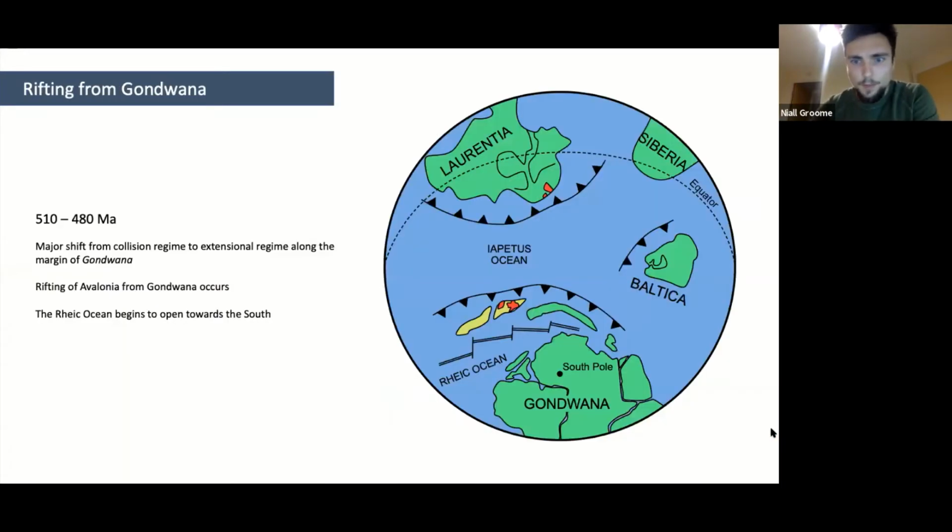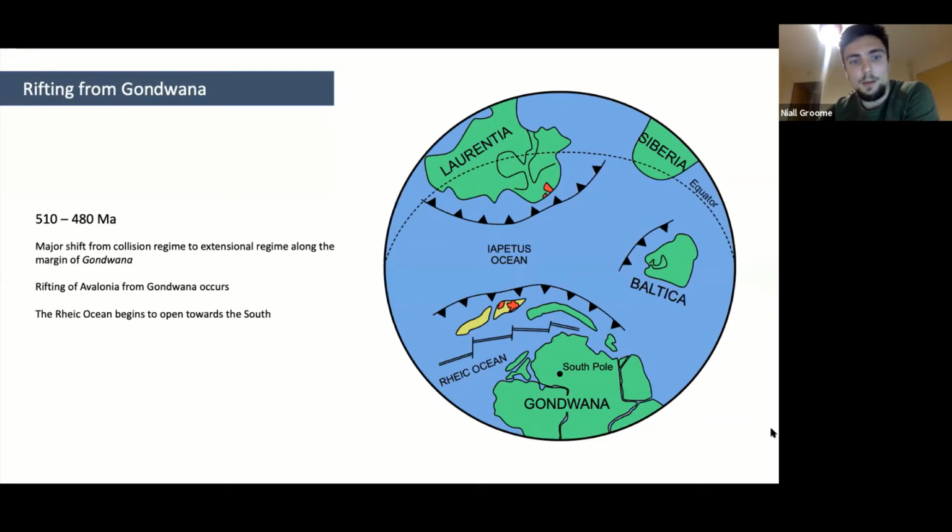And so if we move on to the rifting of Avalonia away from Gondwana. So we mentioned before how our volcanics shifted from arc-related volcanism, pretty similar to what you may have got in the Andes in a modern day setting. We have this long ridge, this long chain of volcanics down the margin of the continent.